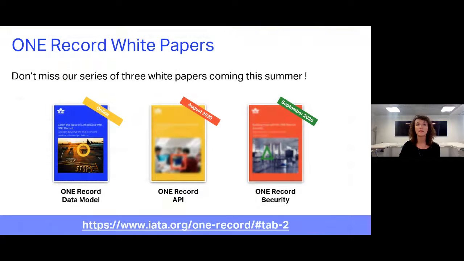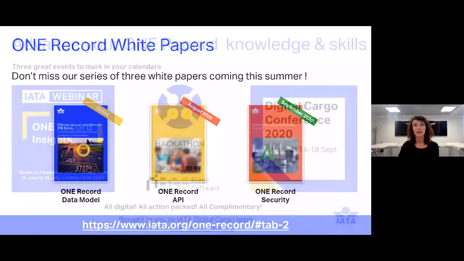And then we are preparing a series of three white papers. The first one is already out. It's on the data model. The second one will be related exactly to the topic that we are talking about today during the webinar, which is the API. And then there will be a third one on security in the fall.